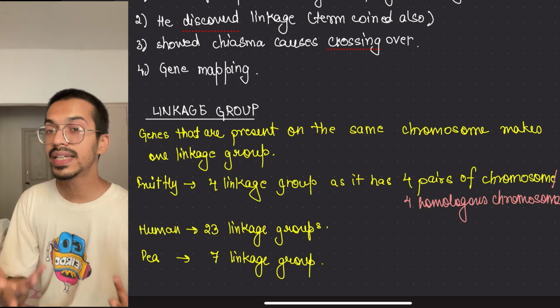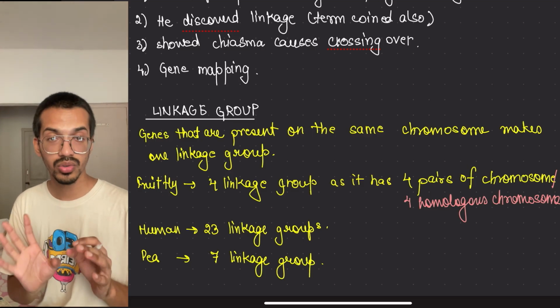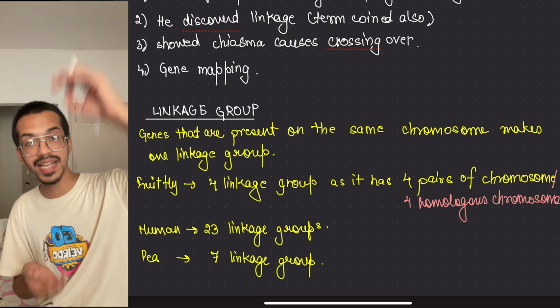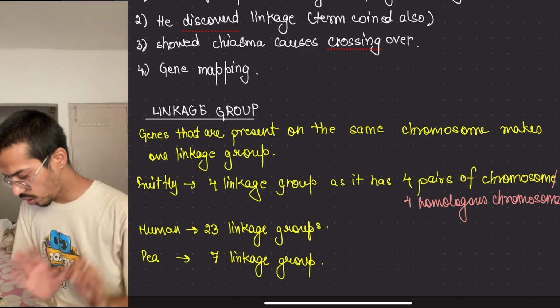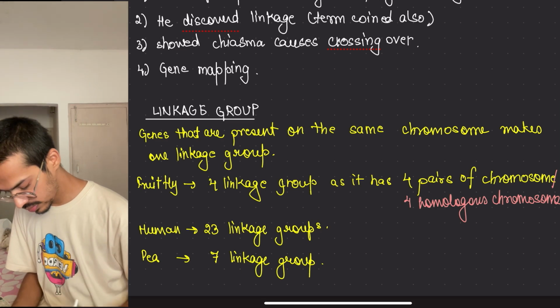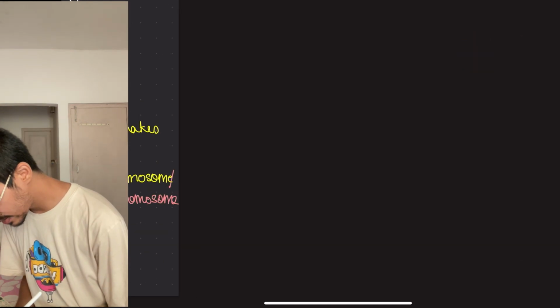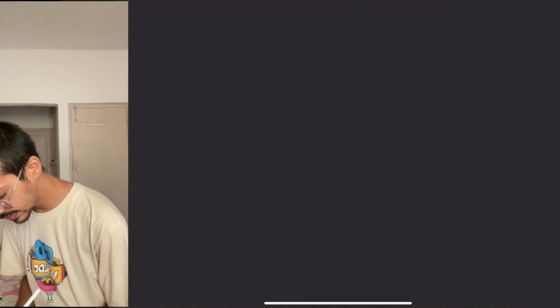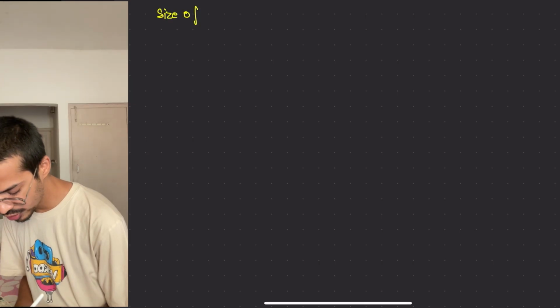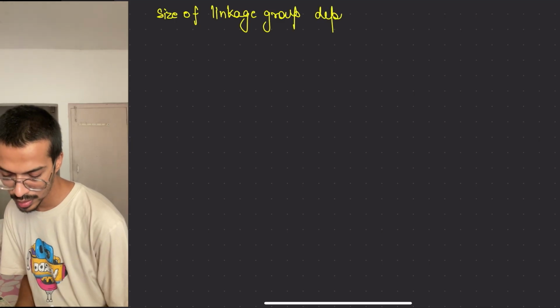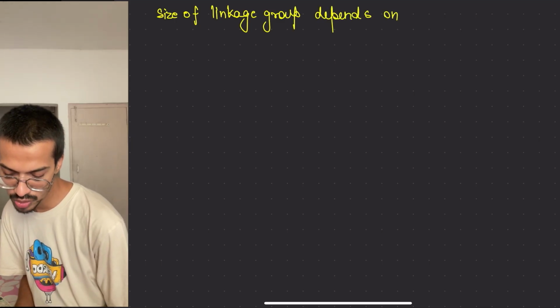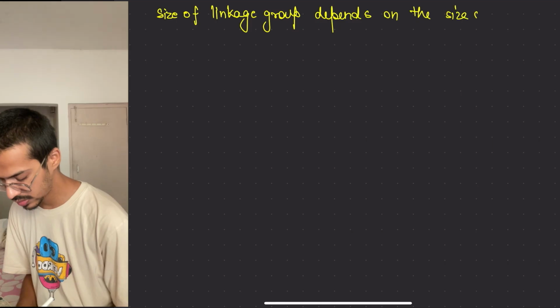Now, linkage group size matters. If a chromosome is longer in size, means it has more genes, means a big linkage group. Smaller will have smaller linkage groups. So next thing which I am writing is that the size of linkage group depends on the size of chromosomes.